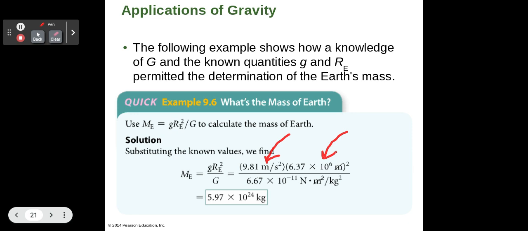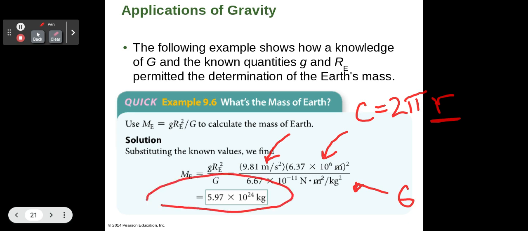So again, we can use algebra. If we know the circumference of the Earth, we can work backwards and find the radius of the Earth. We don't have to literally go to the center and measure out. We use math, because remember, circumference is 2 pi r. So we know the distance all the way around the Earth, so then we can very easily rearrange and find the radius. And then we had found this constant capital G, and so we can plug all that in and find that the mass of the Earth is 5.97 times 10 to the 24th kilograms. And we don't need a balance that big to put it on.